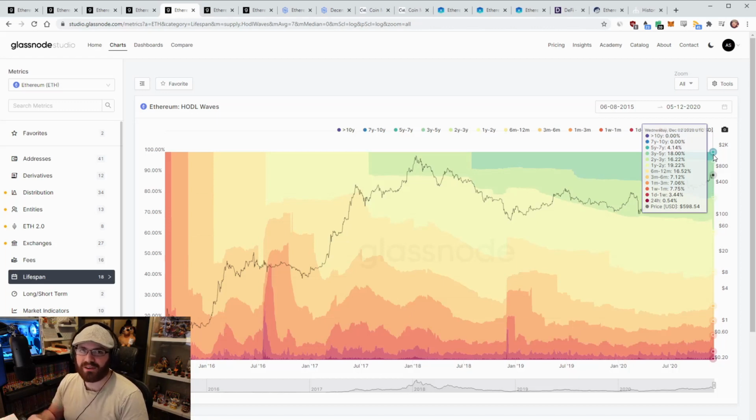It could be being used in DeFi as collateral, all sorts of stuff, because this chart just shows you raw numbers. It doesn't actually give you any nuance or context around what the ETH is actually doing. It's kind of hard to draw too many conclusions from this.